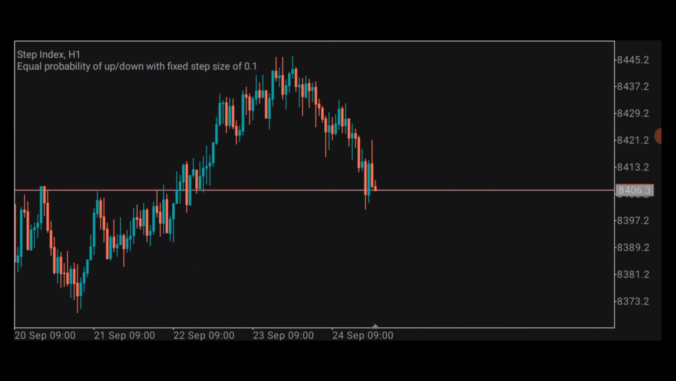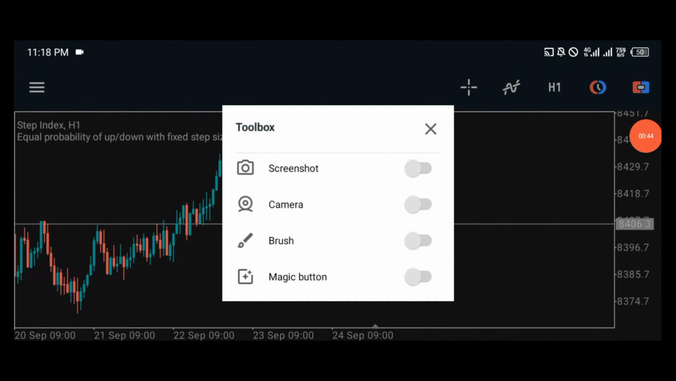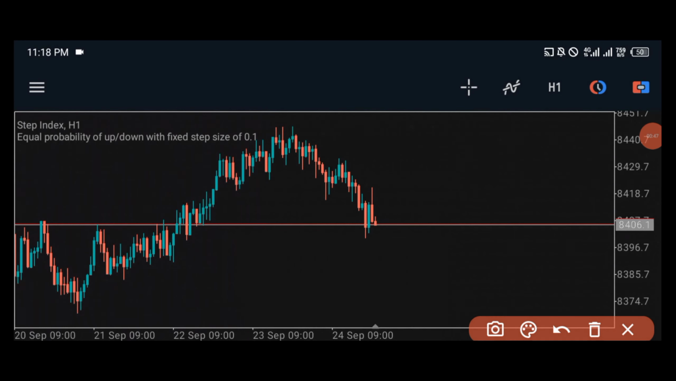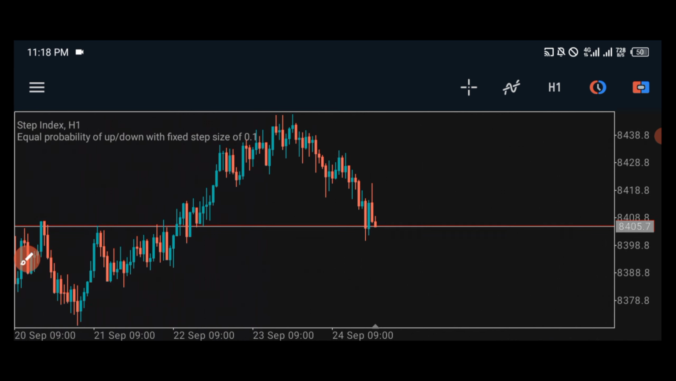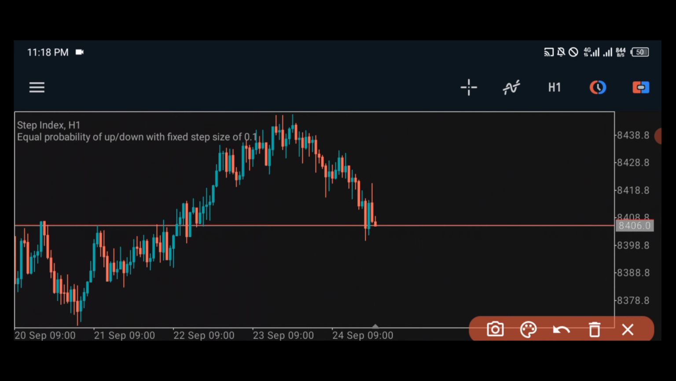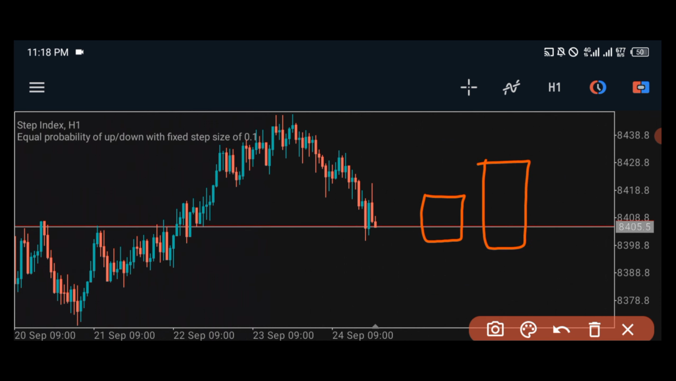All right, so what I want to share with you today, guys, is an entry model which we call the engulfing candle entry technique. All right, so what is an engulfing candle? An engulfing candle is a candle whose body fully engulfs the predecessor candle. What I mean by that is, this is the big candle, okay?